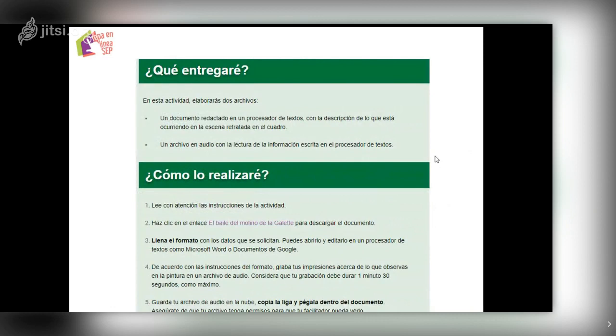What are you going to do? This is an activity that you have to download. You have to download a document in Word. The document is like a questionnaire. You are going to describe what is happening in the scene, okay? If you can see in the question, how am I going to do it? In point number 2, it says, please click on El baile del molino de la galette. That is the name of the file, okay? You have to click on it and download it to your PC, okay? And you have to fill in the format with all the data that is requested. You can open it and edit it as a text processor, okay?